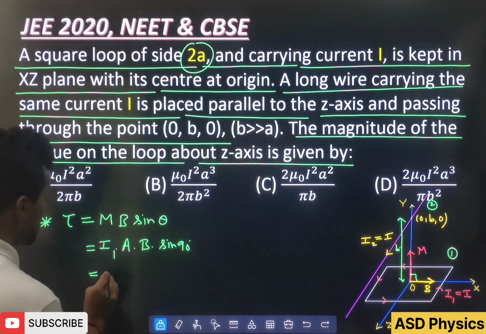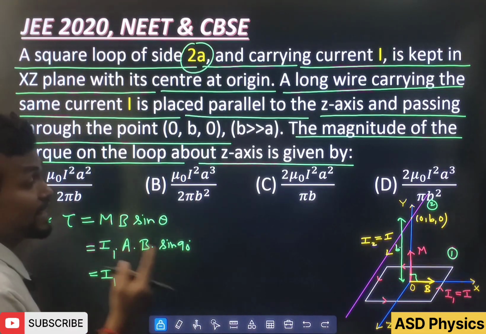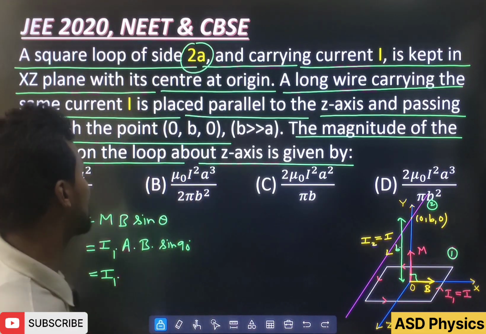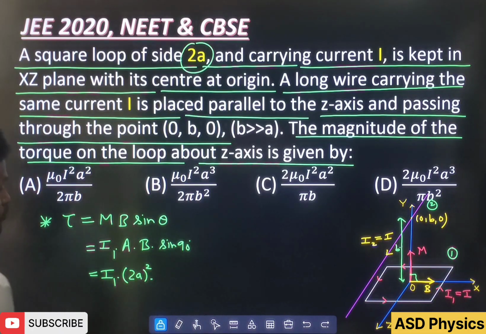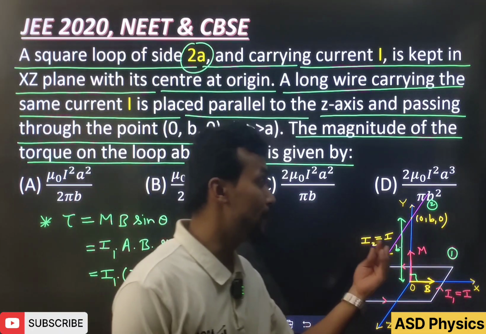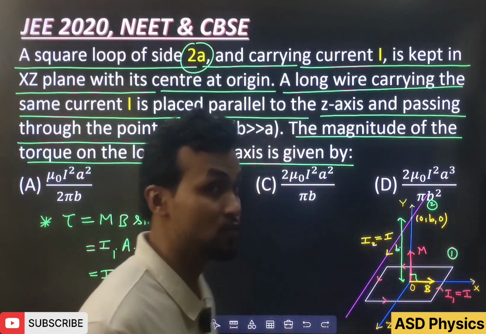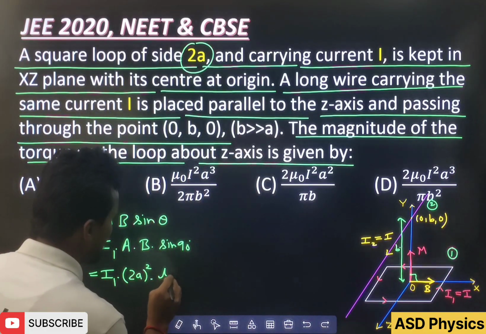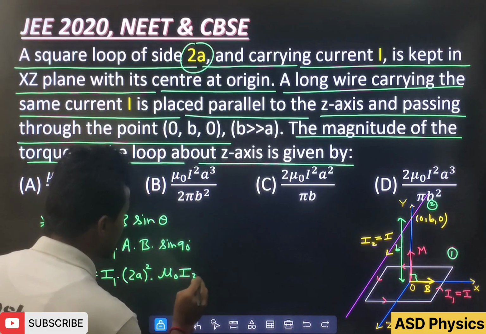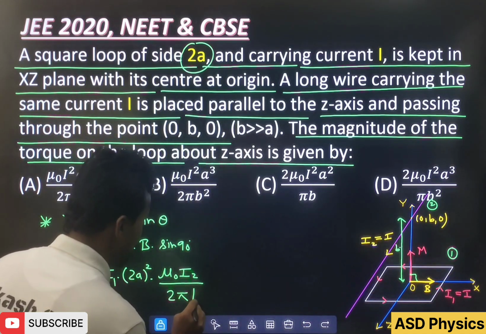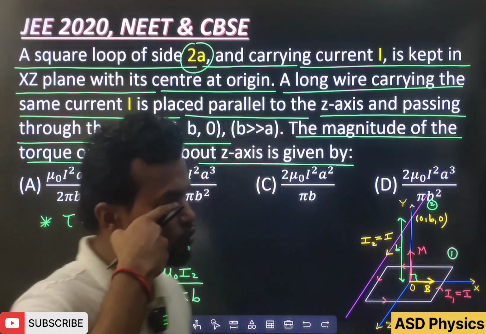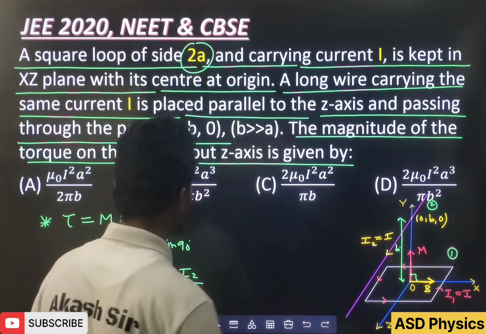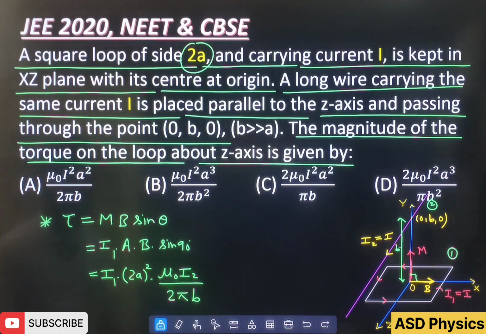Now let's take I1. What is the area of the square? If the side is 2A, then area means side squared, so you can write 2A whole squared. And B means the magnetic field due to this infinite wire. What is the formula due to the infinite wire? Mu naught I2 by 2 pi, and this length, how much here? It is b. Normally the formula is mu naught I by 2 pi r, but here this small r is b. So mu naught I2 by 2 pi b.